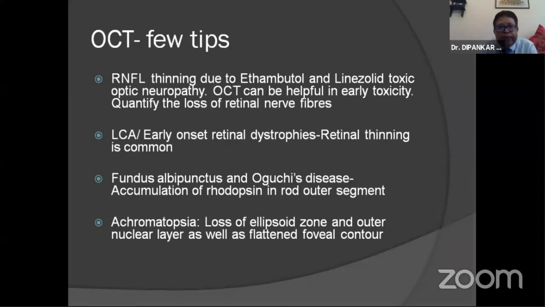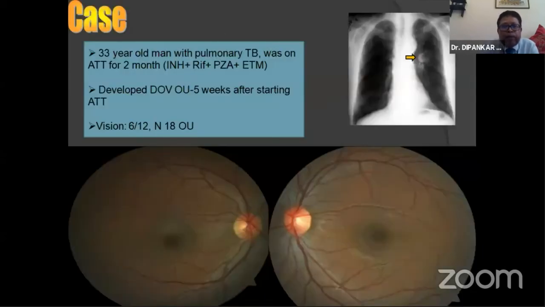A few tips about the OCT: retinal nerve fiber layer thinning in toxic optic neuropathy from ethambutol or linezolid-like antibiotics, where OCT can help in early toxicity and quantify the loss of retinal nerve fiber. In Leber's congenital amaurosis or early onset retinal dystrophy, retinal thinning can be seen. In fundus albipunctatus, and particularly Oguchi's disease, which is a congenital stationary night blindness, accumulation of rhodopsin in the rod outer segment can be an important finding. And in achromatopsia, the ISOS junction, outer nuclear layer, as well as flattened foveal contour can be an important tip.